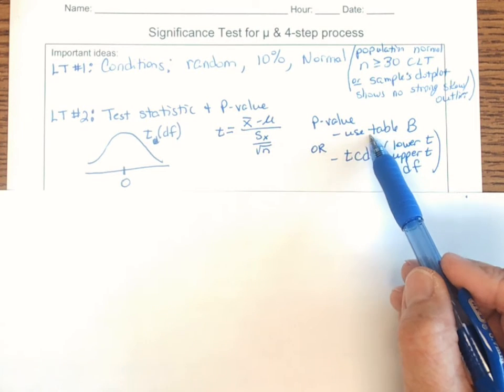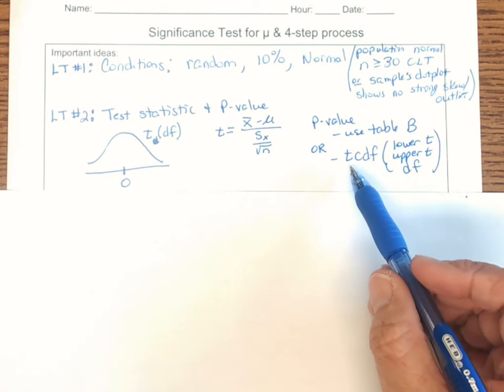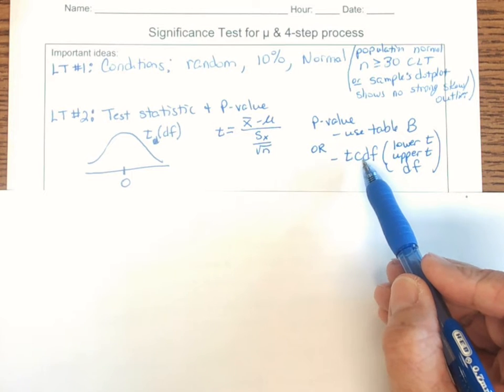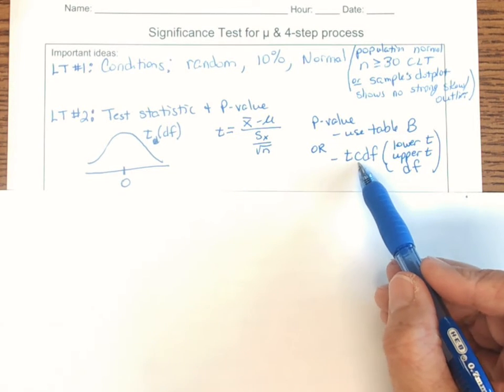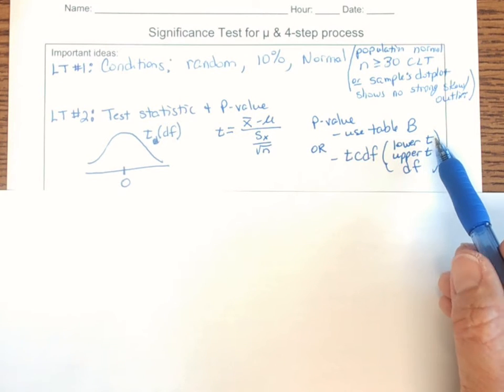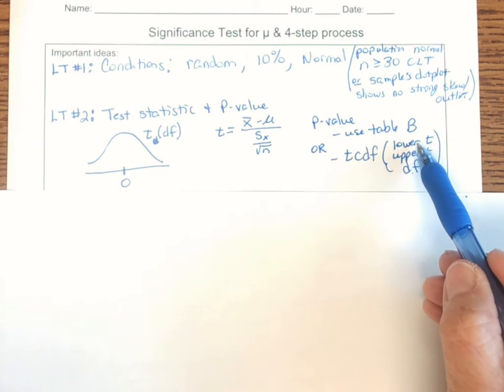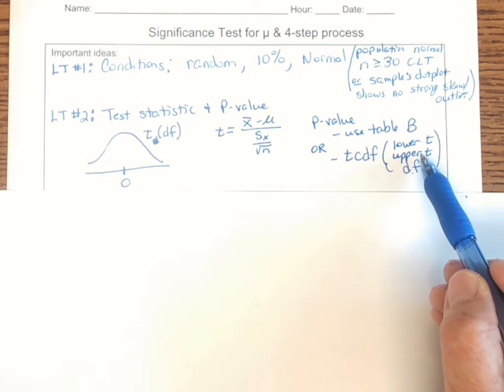To get the p-value, you can use table B, but I recommend you use 2nd VARS, option 6, which is tcdf. So make sure it's the t, and it's a c there, not a p. And you would have to note down what values you used for all three of these things. What was your lower t value, upper t value, and your degrees of freedom. And again, remember, the lower and upper are the lower bound of your shading and the upper bound of your shading.